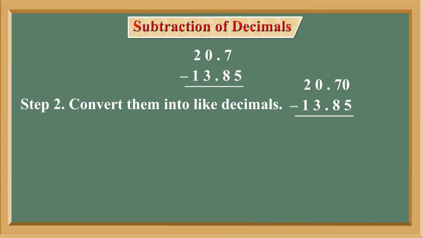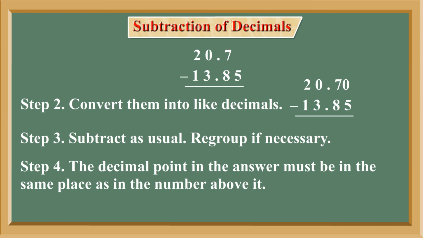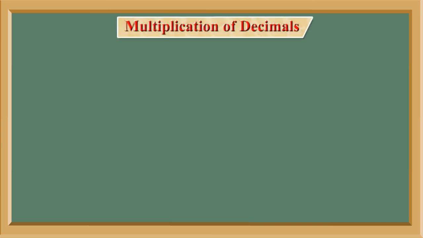20.70 minus 13.85. Step 3. Subtract as usual. Regroup if necessary. Step 4. The decimal point in the answer must be in the same place as in the number above it. Thus, 20.70 minus 13.85 is equal to 6.85.